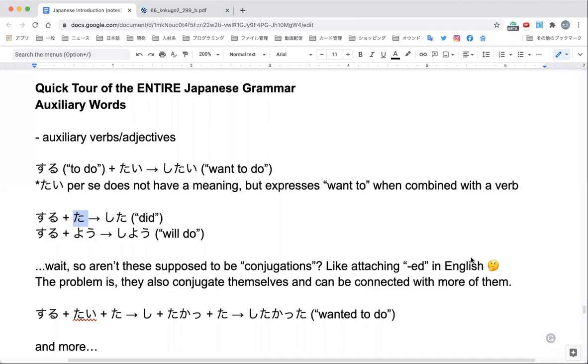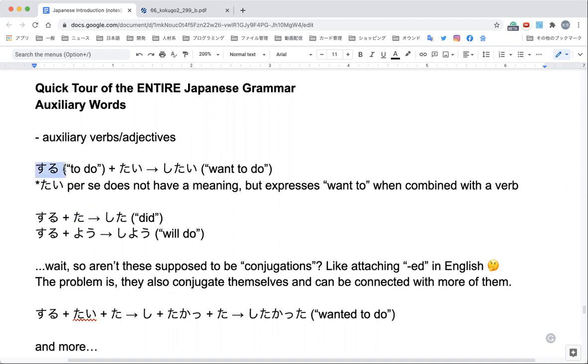Okay, I'd like to go over auxiliary words. I mentioned this is very important, and I said connecting these things with other elements is very important. How it works is very important. So let's go over it. Starting with auxiliary verbs and adjectives.